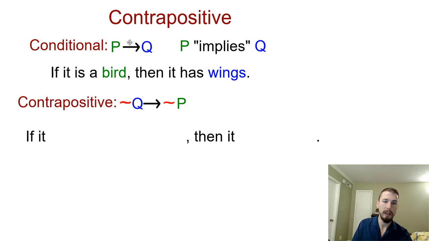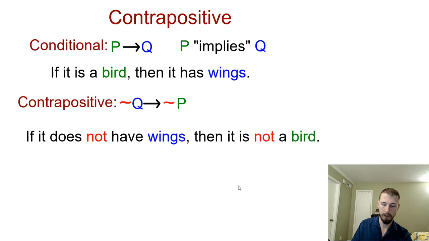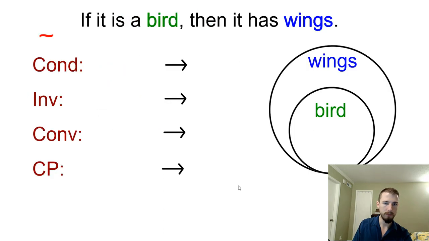So P implies Q. Now we're going to switch the order to Q and P, like the converse, and we're going to negate it, so it's the inverse and the converse both being applied to the original statement. So not Q would be if it does not have wings, then it is not P, which would mean that it is not a bird. And that's the contrapositive. Alright, so let's review all these that we learned together.